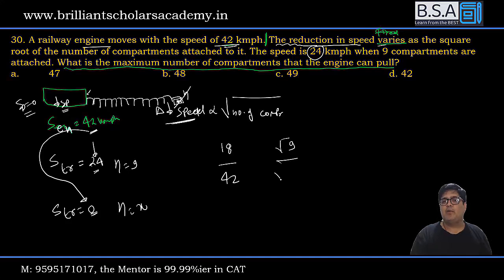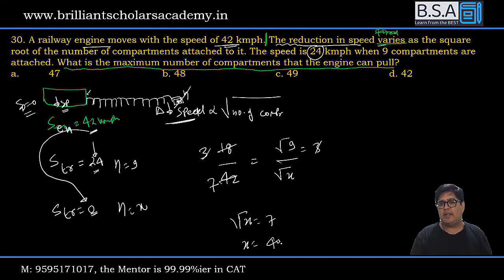Now how many bogies are attached? I have no idea. This is what we need to solve. So if I cancel this, this is 6 into 3, this is 6 into 7, and this itself is 3. So 3 and 3 cancel. So root over x is equal to 7, x is equal to 49. When you bring in the 49th bogie, the train stops.